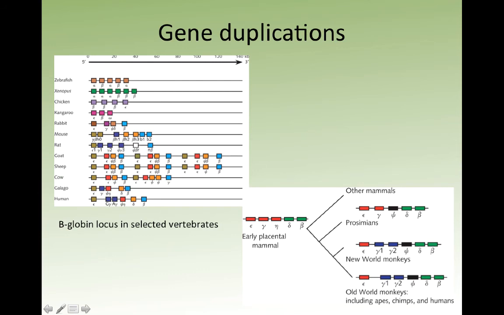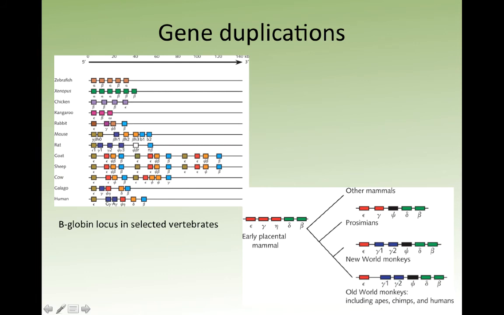What we can see is that early in the history, on the prosimian part of the tree, one of these genes, this gamma right here, is actually pseudogenized. So that means that it loses its function. It becomes a pseudogene. It can no longer code for a protein.